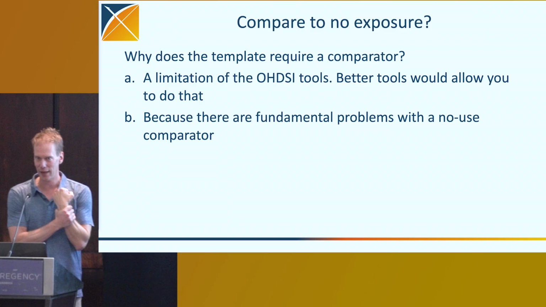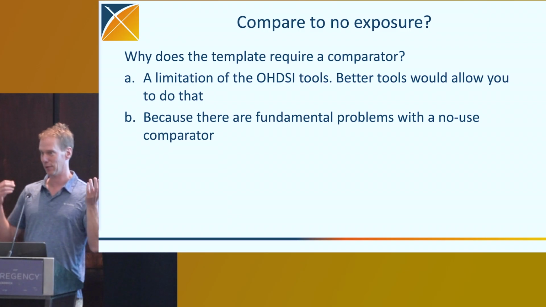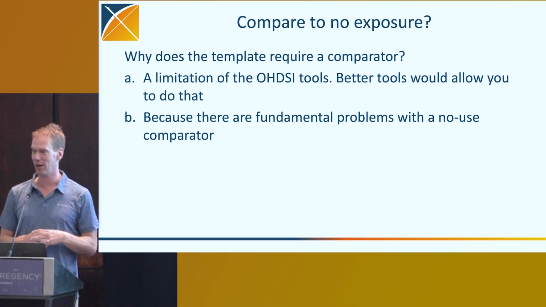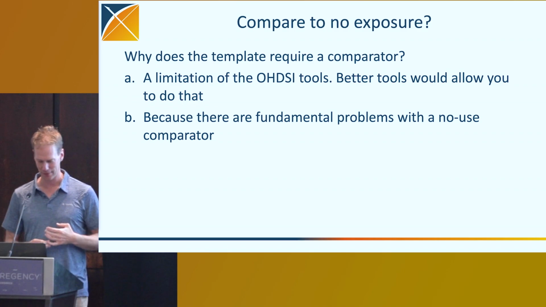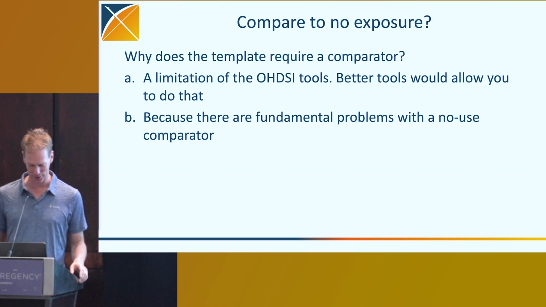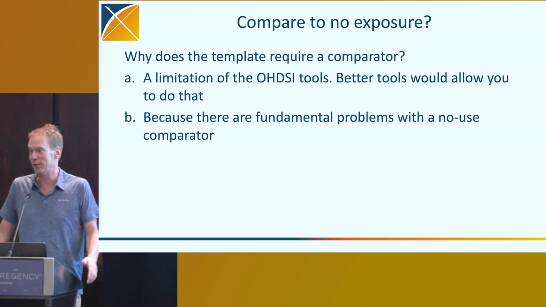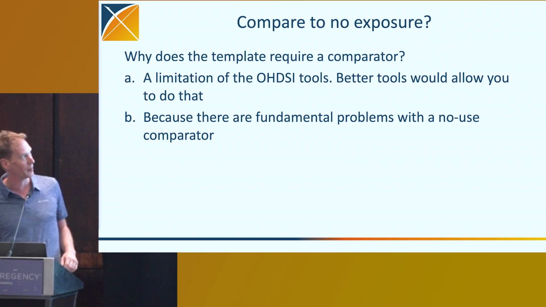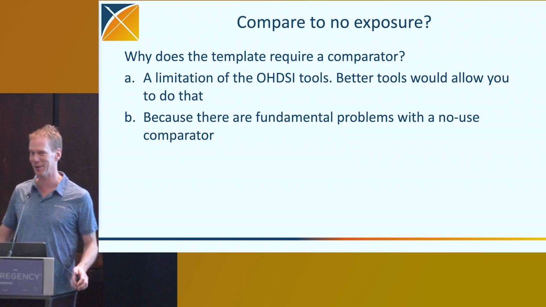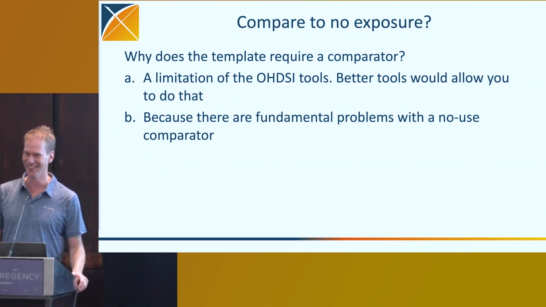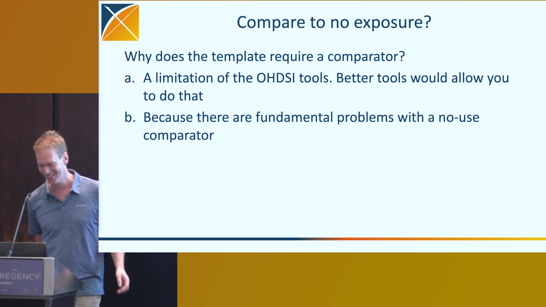All right, so as you noticed in the template, you have to define both the target and the comparator. So why do we not have an option to not pick a comparator? The question is, why are you required to fill in a comparator? Is the answer A, it's a limitation of the OHDSI tools? They are free tools, so what can you expect? Better tools would allow you to do that. Or is it B, there are fundamental problems with a no-use comparator? Everybody raise their hands. Who says A? Or who says B? All right, so that was of course a trick question.